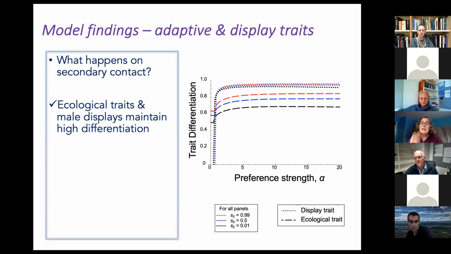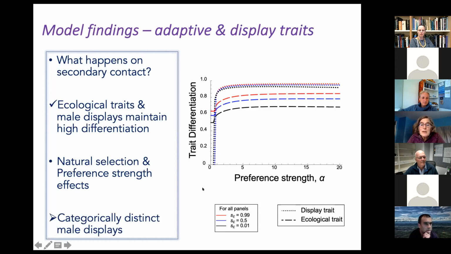We also find that we can maintain differentiation both in the male display and the ecological traits. The figure is quite similar to the previous one, here showing trait differentiation either for male display traits, shown in the dotted lines, or ecological traits in the dashed lines. And you can see here that male displays actually remain more differentiated. And we think this occurs because the male displays experience both ecological selection and also sexual selection.